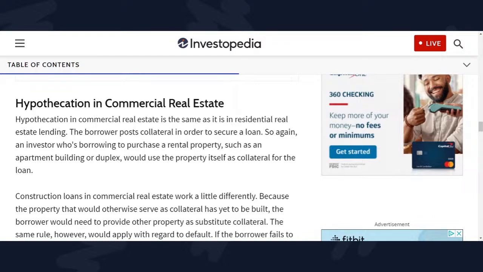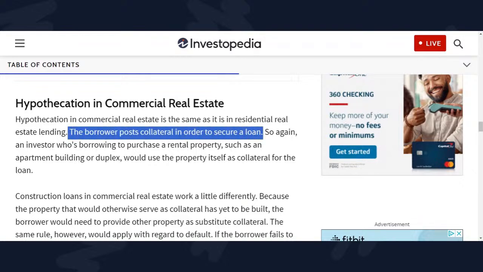Hypothecation in commercial real estate is the same as it is in residential real estate lending. The borrower will post collateral in order to secure the loan. That's to secure the loan. So it has to come first. That's the promissory note. That's the promissory note that is used to collateralize the loan for the house. Then that is all swapped and you sign another agreement to use the house as collateral. What happened to the original collateral? Oops.